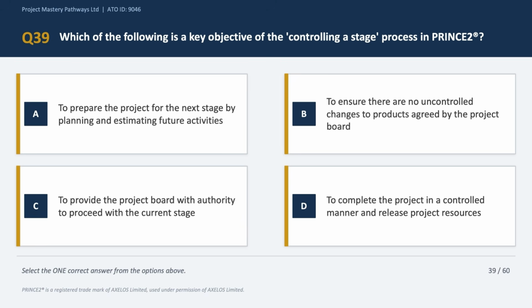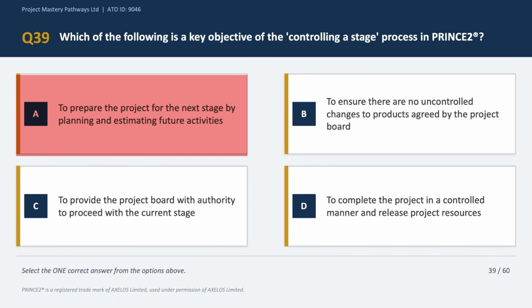So this is the core day-to-day management process for the project manager used throughout each stage. Now option A says to prepare the project for the next stage. Now that is the managing a stage boundary process, right? Controlling a stage is about what happens during a stage, not at the end of it. So option A is incorrect.